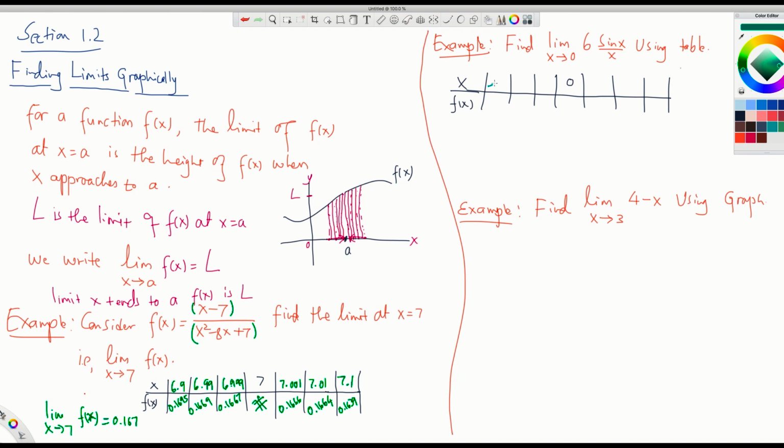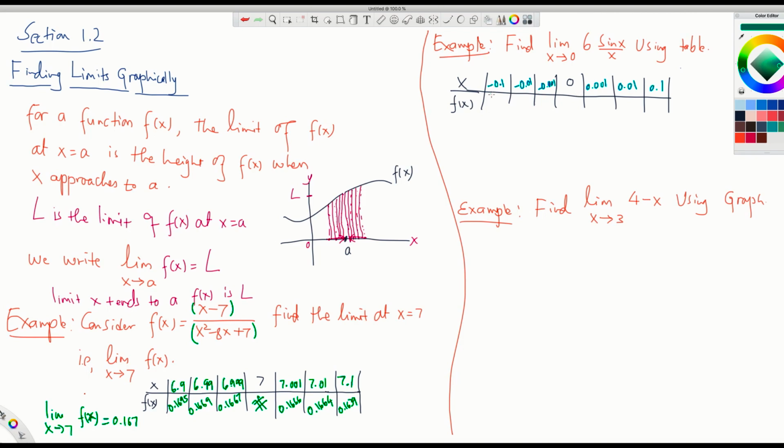So what I want to do is try negative 0.1, negative 0.01, negative 0.001, and then similarly 0.001 positive, 0.01, and then 0.1, and I want to check the height. Okay, so when I get close to 0 from either side, I will see where the height of the function approaches. And then we will decide the limit after that.